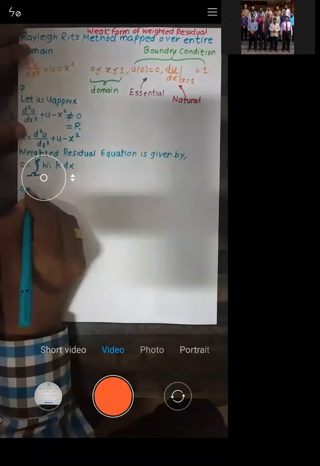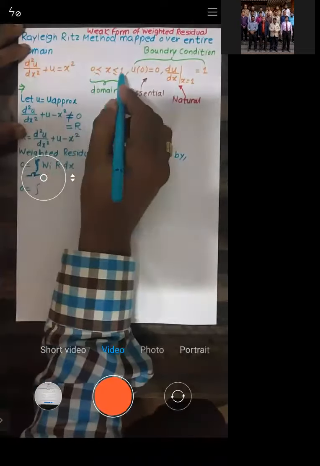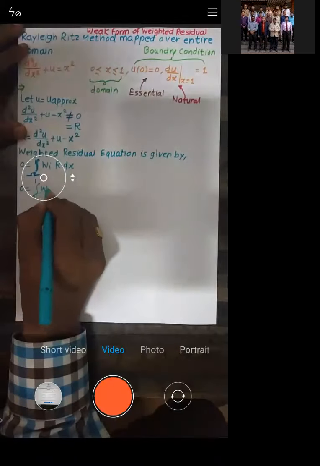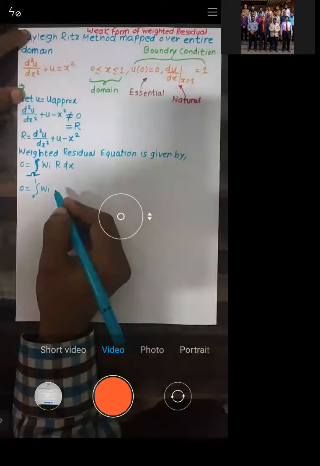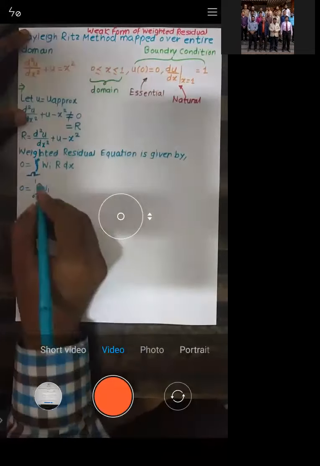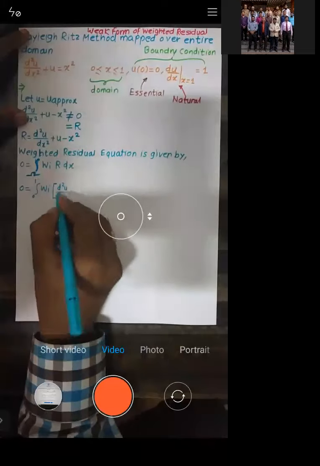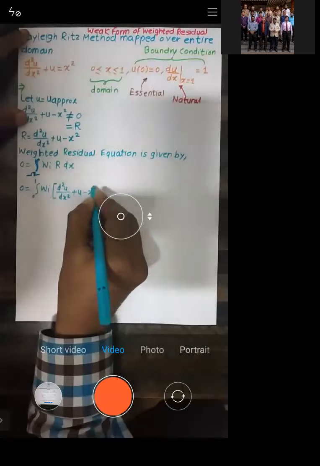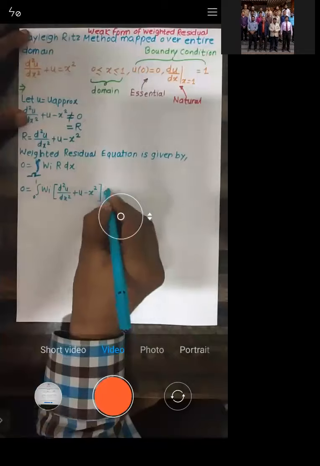So 0 is equal to integration. What is your domain or range? It is 0 to 1. So integration from 0 to 1 of the weight function into R, and R is d square u by dx square plus u minus x square. So this is the weight function into R into dx.